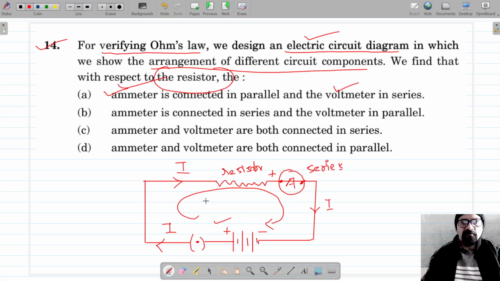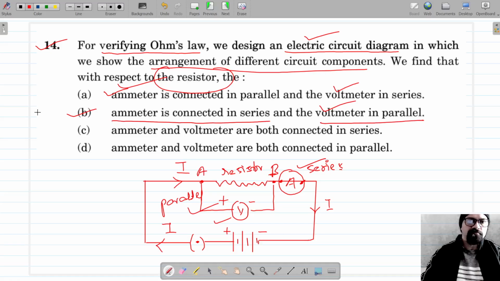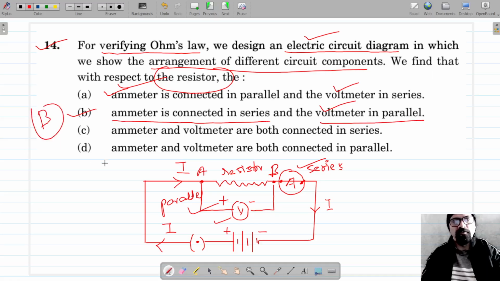Now, if you have to find the potential difference, the potential difference is always across the ends of the resistor. So let this be two terminals A and B. Across the ends of the resistor means we have to connect a voltmeter like this. So the voltmeter is connected like this. This is called parallel. The voltmeter is always connected in parallel and the ammeter is always connected in series, and our correct option is that the ammeter is connected in series and the voltmeter is in parallel. So B is the correct option here for question number 14.